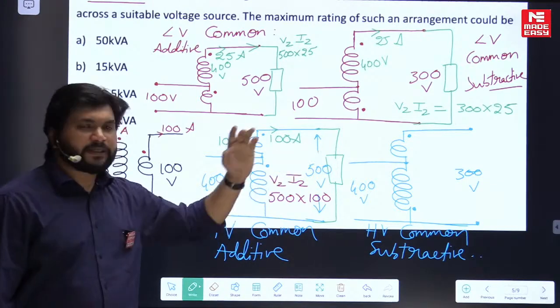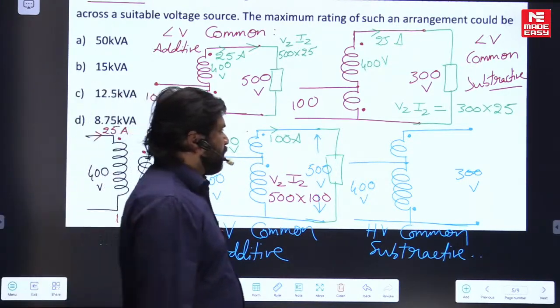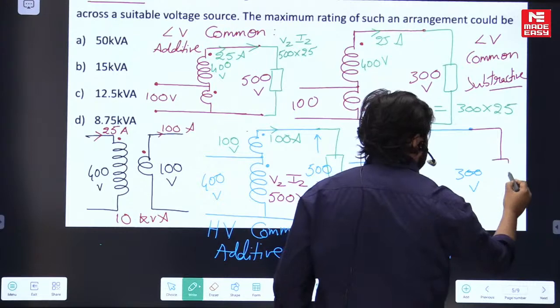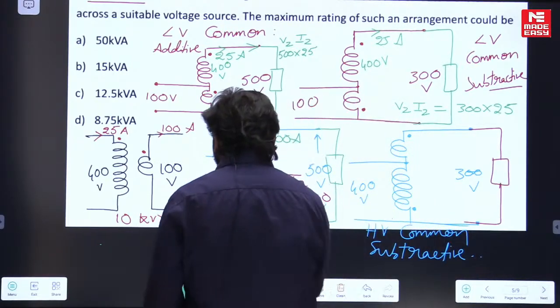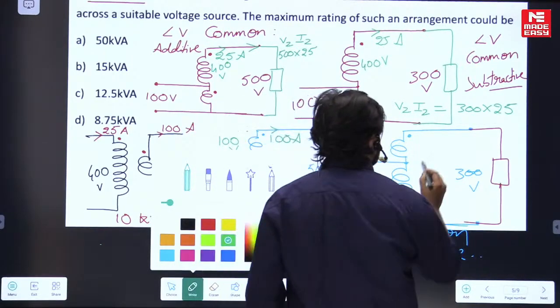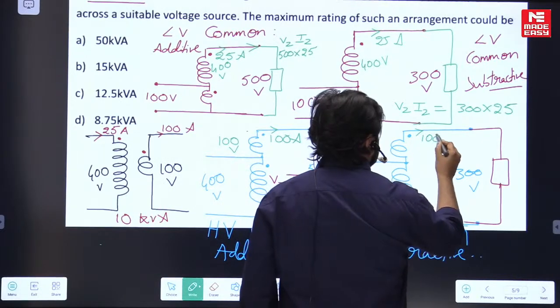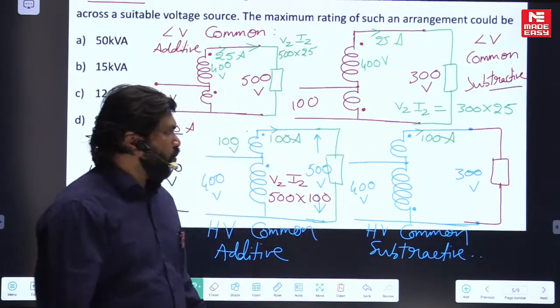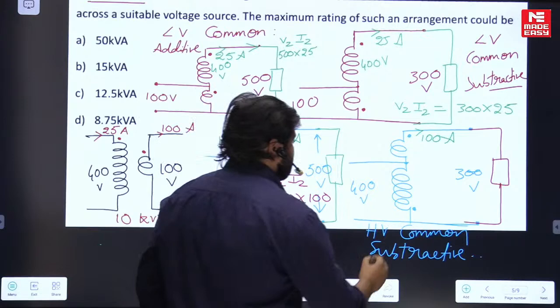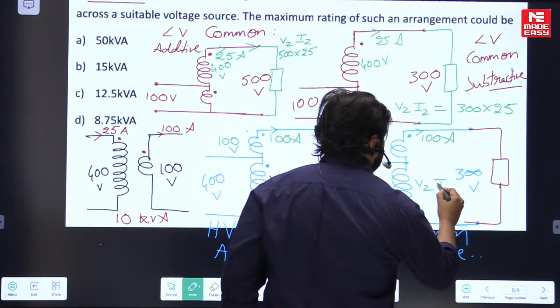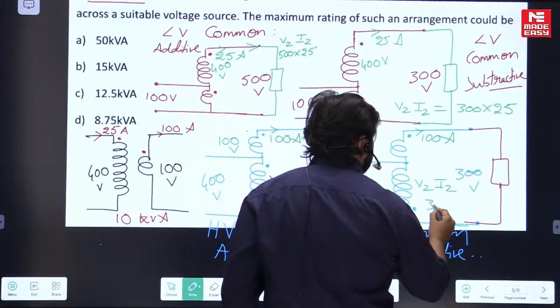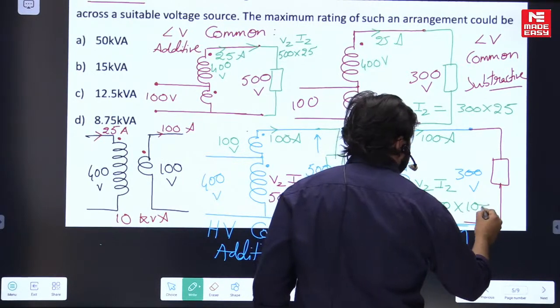Let us move to next. Here also, you can connect a load so that it can carry 100 ampere, obviously. So what is V2 I2 if you calculate? 300 into 100.